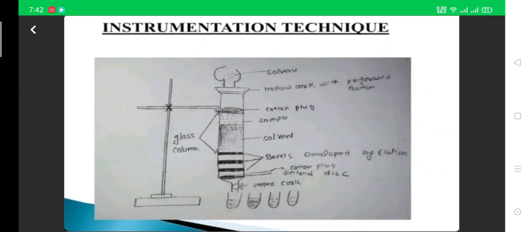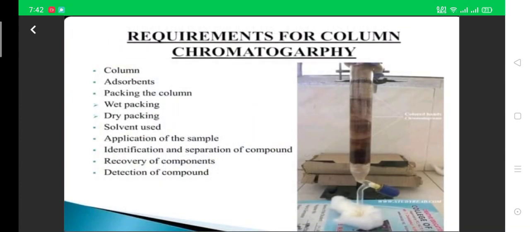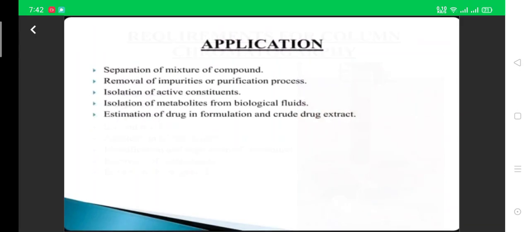This is the instrumentation technique and diagram. Requirements for column chromatography are column and adsorbents. Packing the column. Packing may be of two types: wet packing and dry packing. Solvent used. Application of the sample, identification and separation of compounds, recovery of components, and detection of compounds.